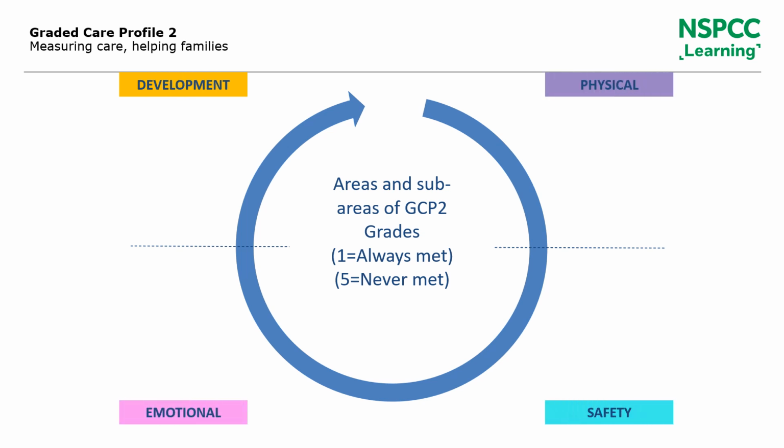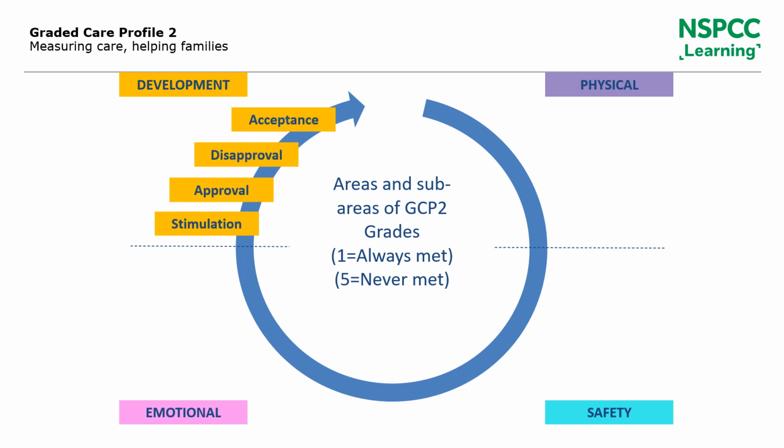So let's remind ourselves of what the GCP2 tool looks like and how it works. It is broken down into 4 main areas that you can see here: development, physical, emotional and safety. And each of those areas are then broken down into smaller areas that can really focus what it is that you're looking for or thinking about in those sections.